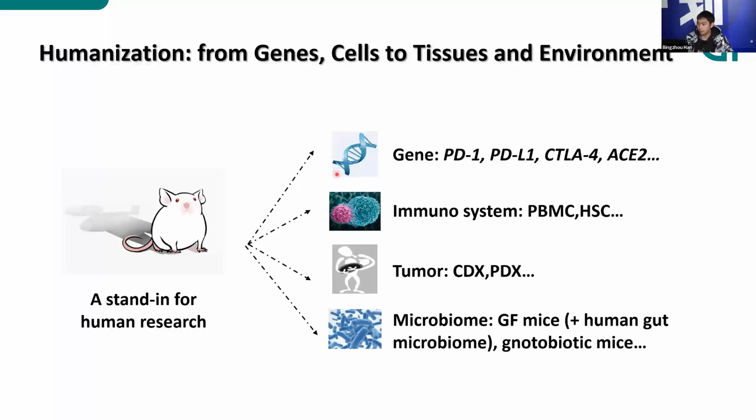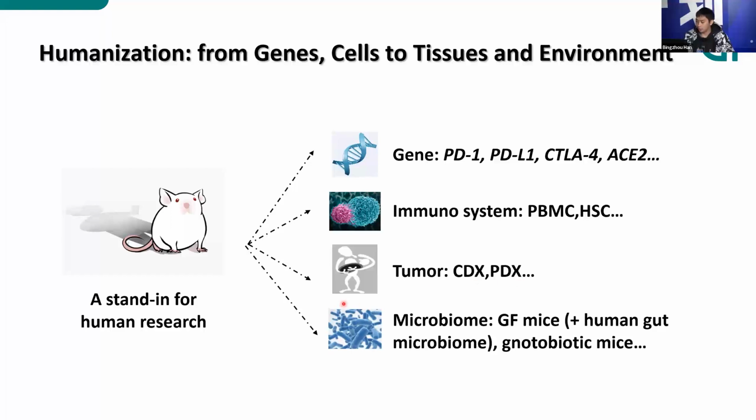The different scales include the gene humanization I talked about before, and humanization of the immune system, where we could introduce peripheral blood mononuclear cells or hematopoietic stem cells into immunodeficient mice to generate a human immune system in the mice. Or we could do tumor humanization to test human tumor or cancer cell behavior in mice, and then test anti-tumor drug efficacy in mice by doing CDX or PDX first.